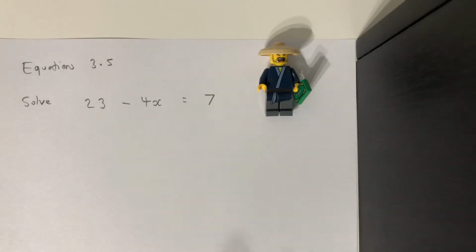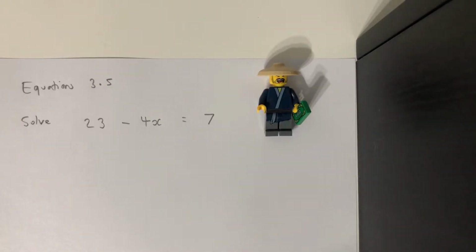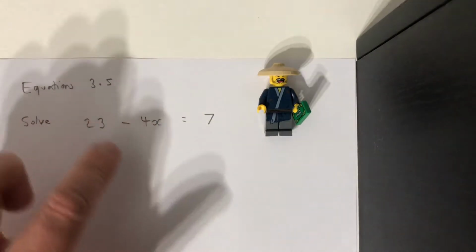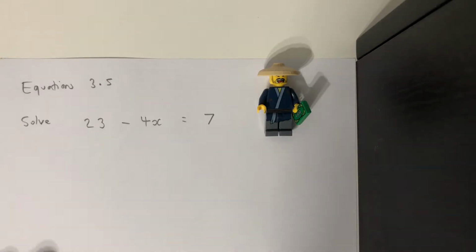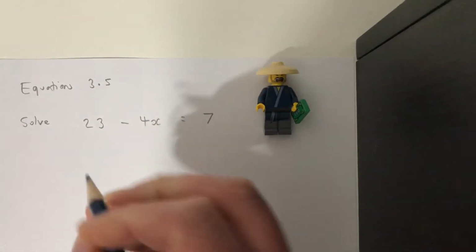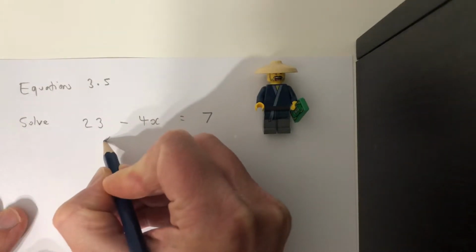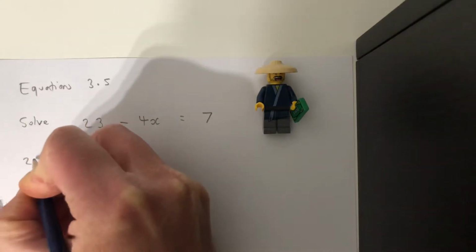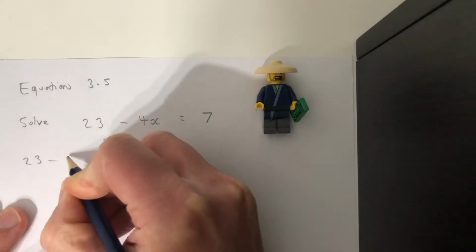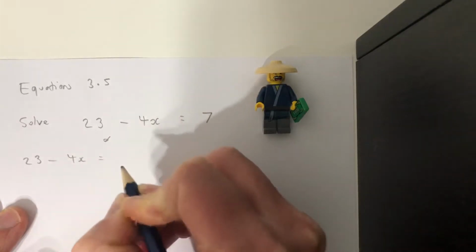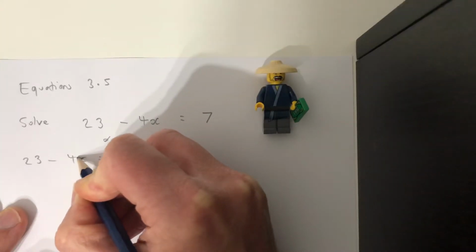So if you take a look at this question here, 23 take away 4x equals 7. Our job is to try and find out what x is. Okay, I get it. But how do we do that? Well, if we go about isolating the term, it's the minus 4x. And the problem with doing that is, if I just split this in two different ways, this way. So if we just write 23 take away 4x equals 7 again for this method.